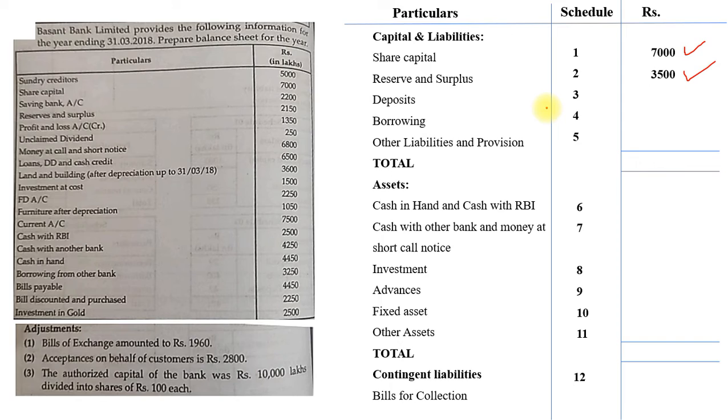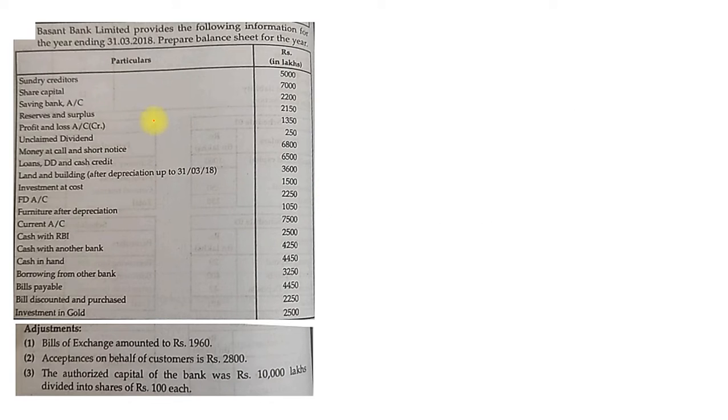Okay, now third is the deposit. Deposit, matlab under the liabilities side, the deposit meaning when the public had deposited money in the bank. So that becomes a liability of the bank to repay them. So let us see what all things can come under deposits. I can see saving bank, fixed deposit account, and current account. So these are the three accounts which are usually maintained by the bank of the client.